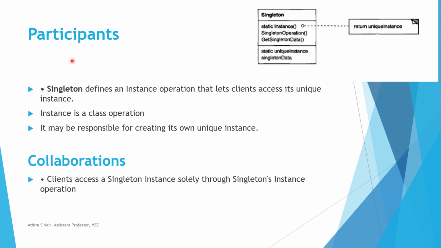So the participant is singleton. Singleton defines an instance operation that lets clients access its unique instance. Instance is a class operation, that is a class method in Smalltalk and a static member function in C++, and it may be responsible for creating its own unique instance. So the clients access a singleton instance solely through singleton's instance operation.